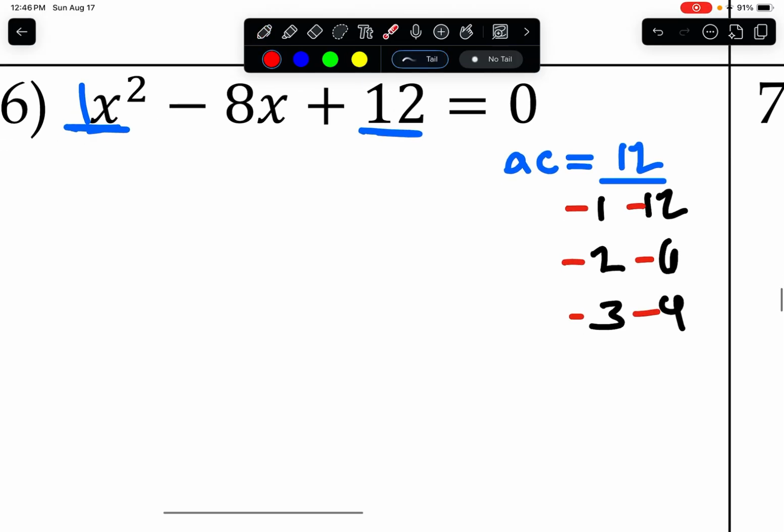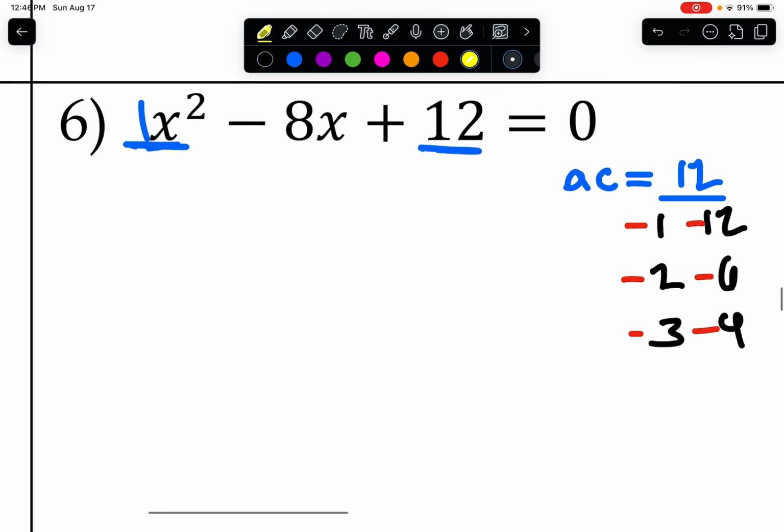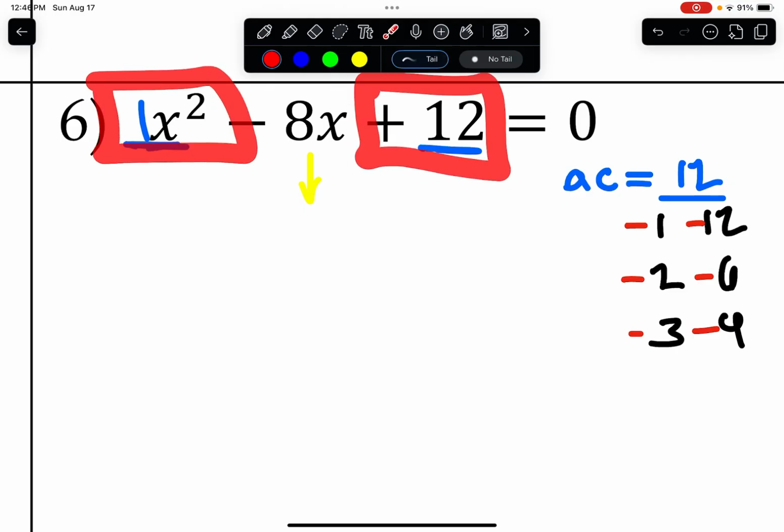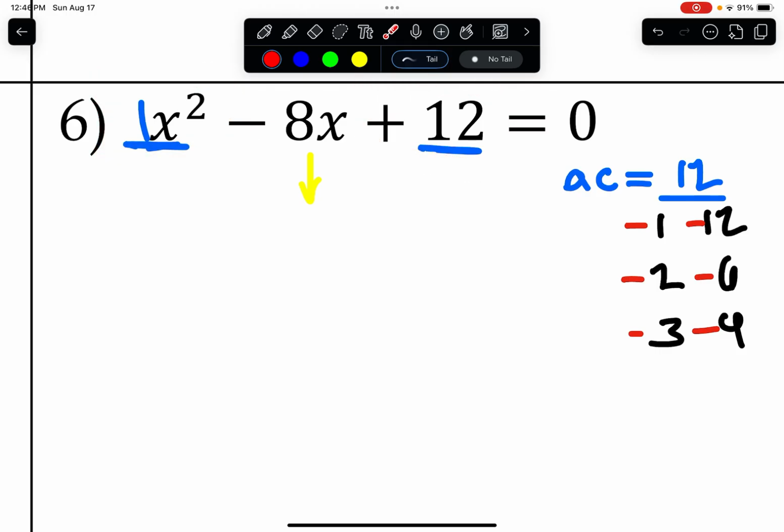So what that tells me is I'm going to make all my factors here negative. So with this, I'm looking for the set of factors that adds up to a -8. So the only set that adds up to -8 would be -2 and -6. So I'm going to use those values to do what I call split the middle. When I split the middle, I'm leaving the first and the last term alone. I'm only going to edit the middle term.